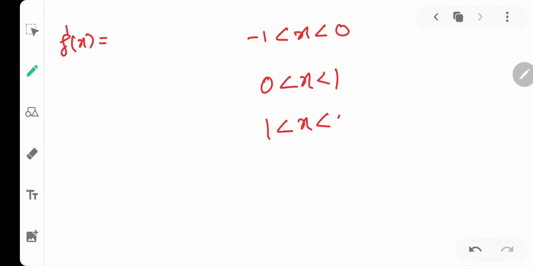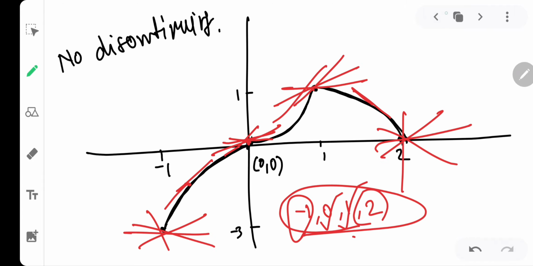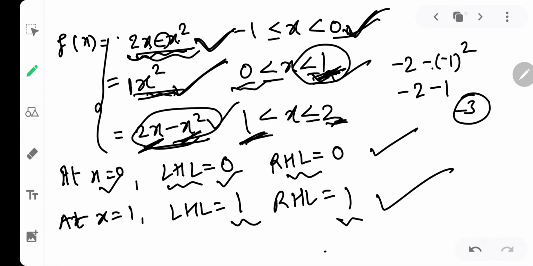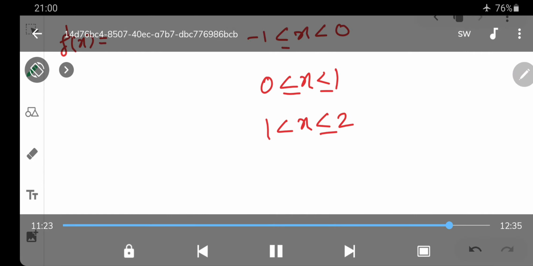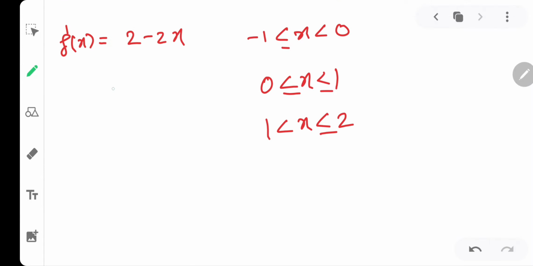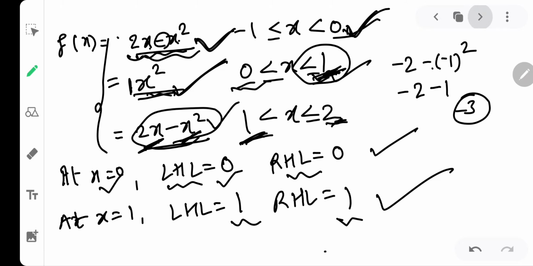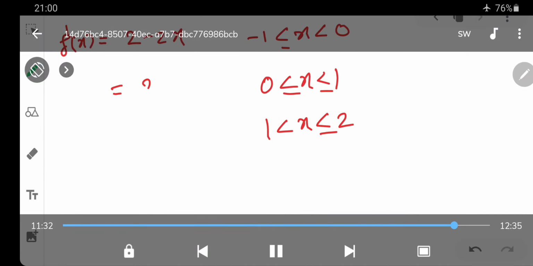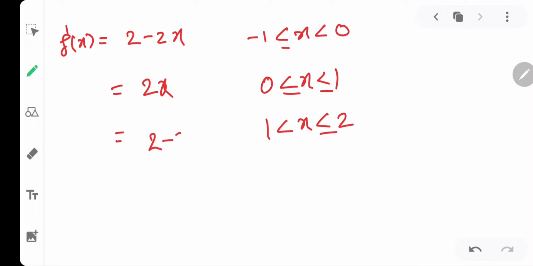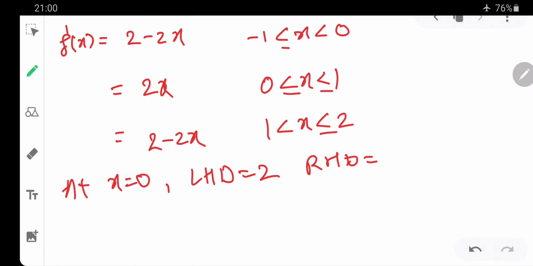Let us just check. Okay, f dash x. So let me check the f dash x. It will be 2 minus 2x, right? This is just a derivative, simple task. And over here, what will be the derivative? Just check. It is 2x, and over here again the same, 2 minus 2x. Now check at x equal to 0. Now you are going to love this. LHD. What is the LHD? It is simply 2. And what is the RHD? It is 0.